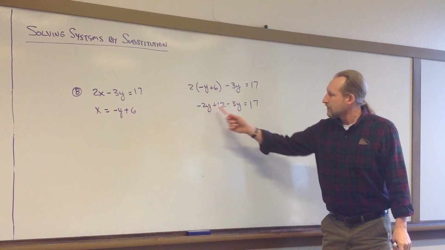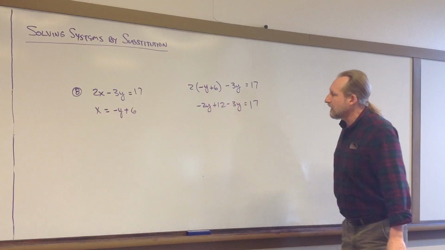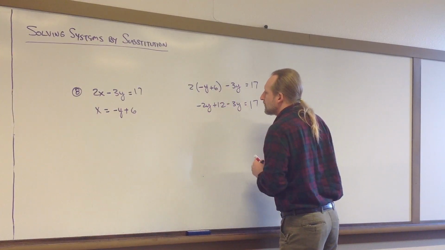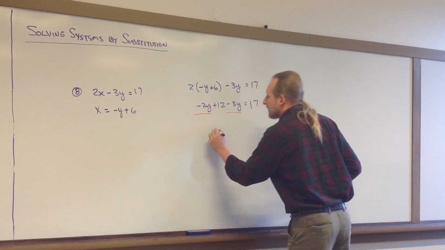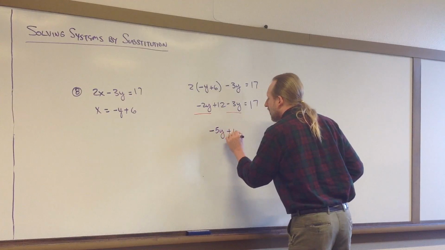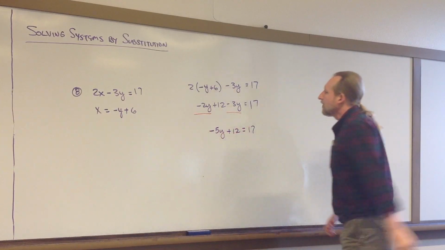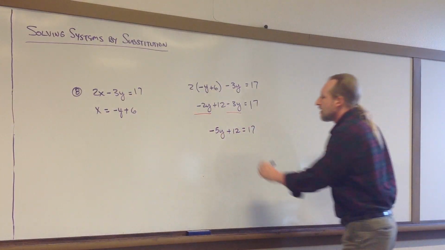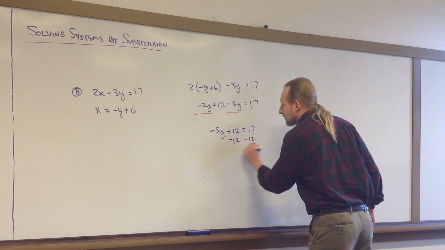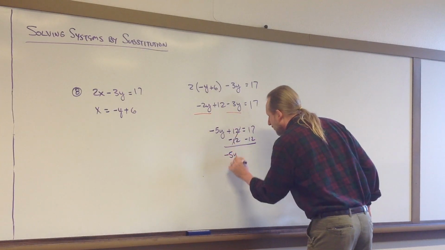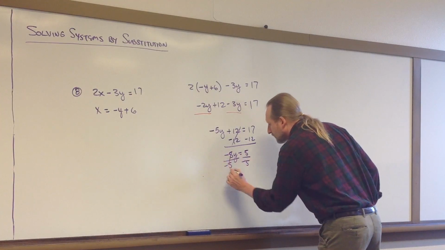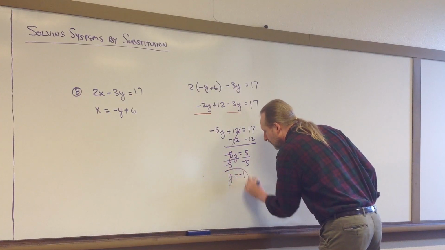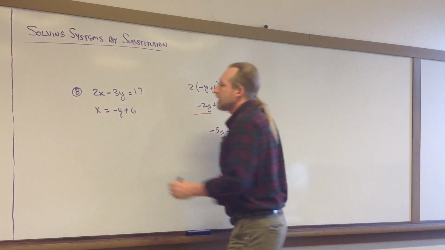Now, when you're combining these like terms, you've got a negative 2y and a negative 3y. Together that's going to make negative 5y plus 12 equals 17. We'll subtract the 12 on both sides. Negative 5y is 5. And so y is negative 1. And then we'll plug it in over here.